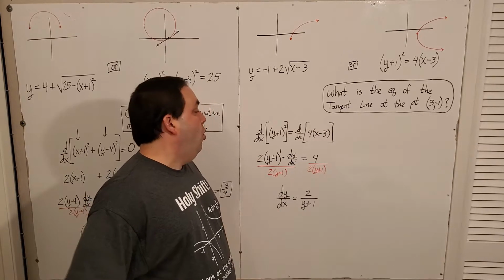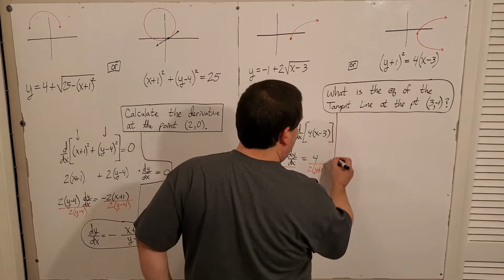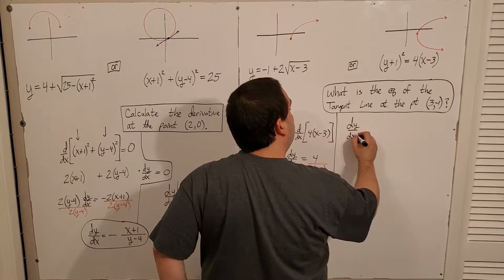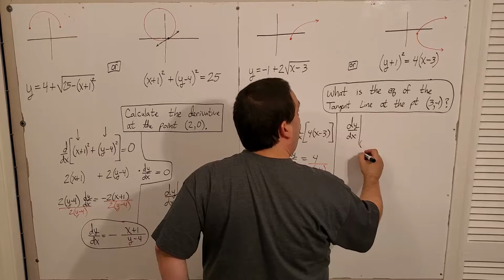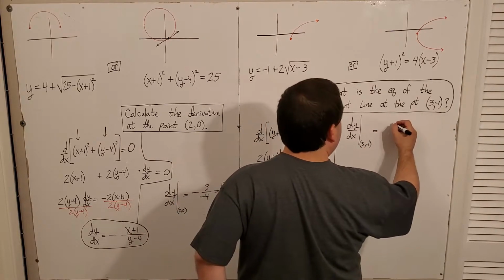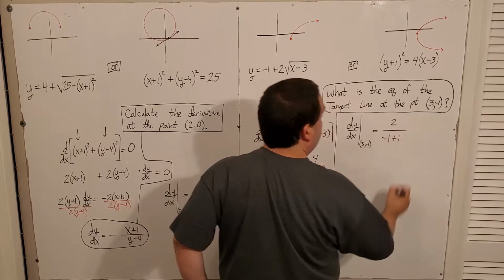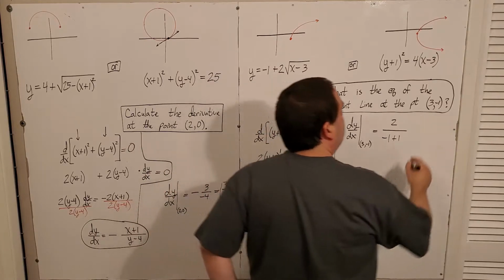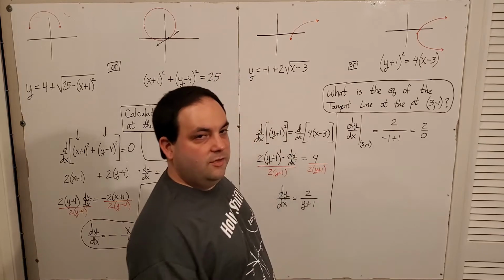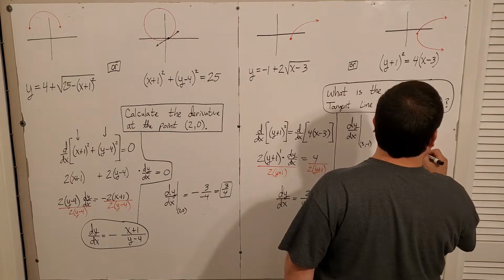Okay, so which one are we talking about here? Let's separate it out. dy over dx evaluated at the point 3, -1 is going to be 2 divided by y, which is -1 plus 1. So I'm getting 2 over 0. Uh-oh. That's a division by 0. It's undefined.